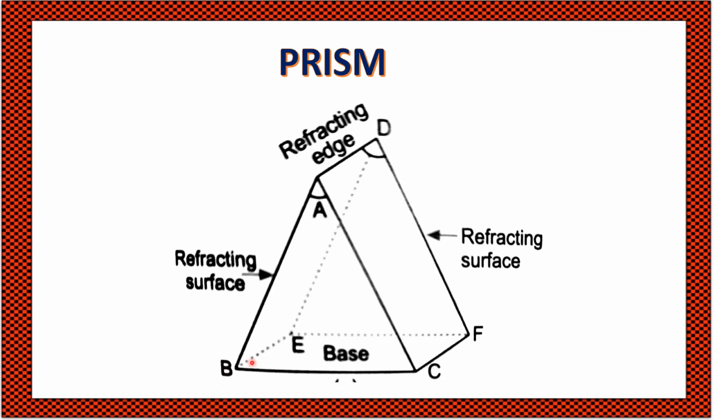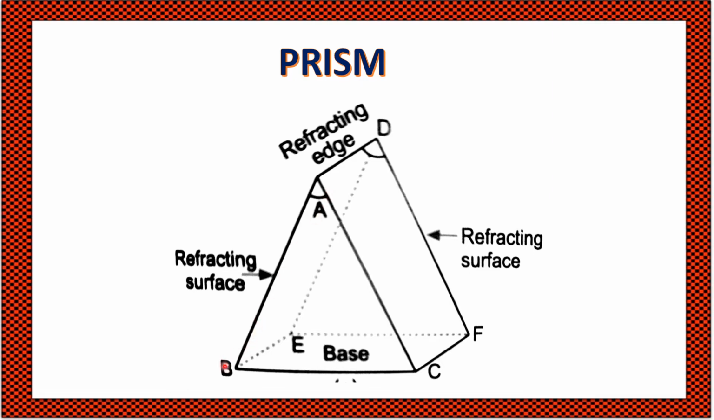A prism is a transparent refracting medium bounded by two plane surfaces inclined at some angle. The plane surface through which light passes is called the refracting surface. Now look at this picture. Here triangle ABC is the principal section of the prism and angle BAC is the angle of the prism. So here you can see the angle of the prism is denoted by angle A.